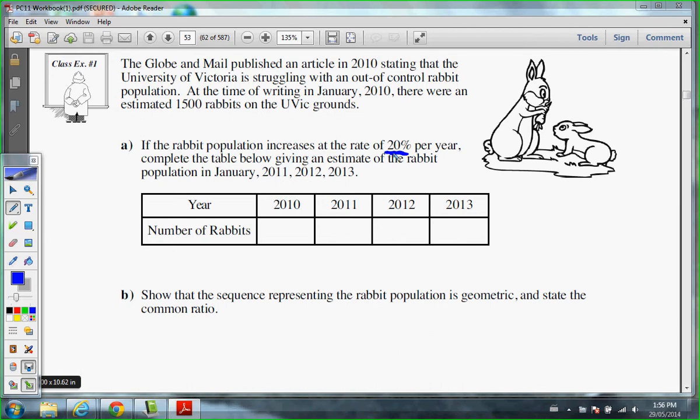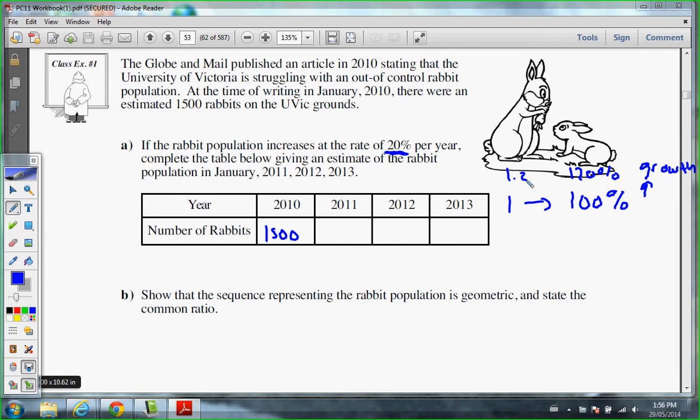Well, we know in 2010 it's going to be 1,500. That's the start. That's what they told us. And from there, it's going to grow 20%. One thing we have to understand: we have 100%, and 100% means 1. That's if nothing changed, it would be 100% every time. So with growth, we'd go up. It'd be 120%, or 1.2, as our growth rate.